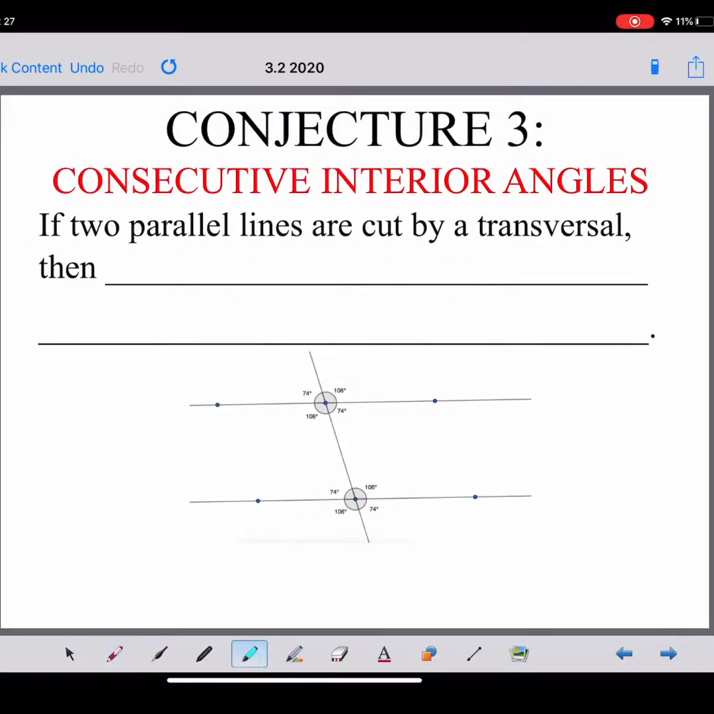Consecutive interior angles. So here's one set of consecutive interior angles and our second set. We notice right away they are not congruent. Unfortunately, that's the easy one to see. However, both angles equal 180 degrees together. Therefore, they are supplementary. So if two parallel lines are cut by a transversal, then consecutive interior angles are supplementary.